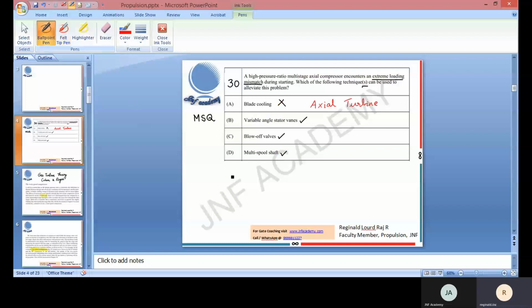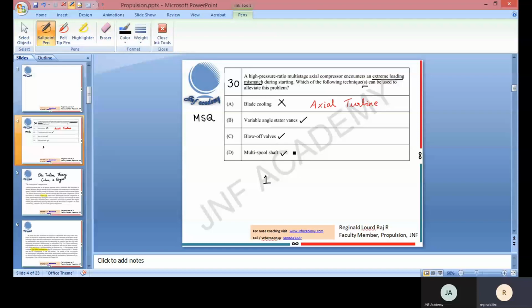I hope you know what an MSQ question is. Only if you mark all the 3 answers, you will be given 1 mark. If you do not answer these 3 correctly, for example, you answered only 2, or you answered 3 wrong ones, or you answered only 1, then you get a 0. There's no negative marking here.